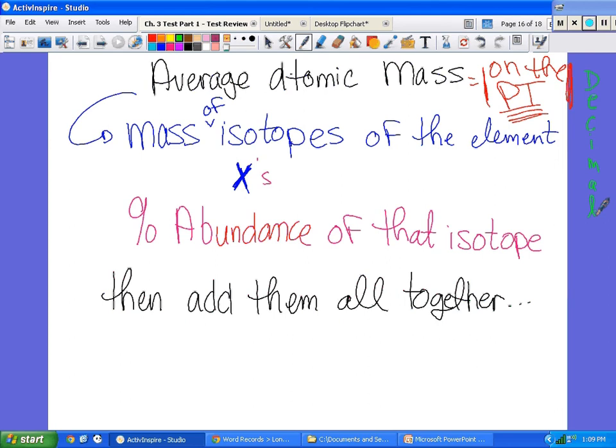I want you to know the definition. It's all about the isotope and all about the percent abundance. That is your key. So make sure you know those things. Any questions? Now, I just want to show you the math so the definition makes sense. So, if I have carbon-12. Now, somebody asked me earlier, how do you know this?